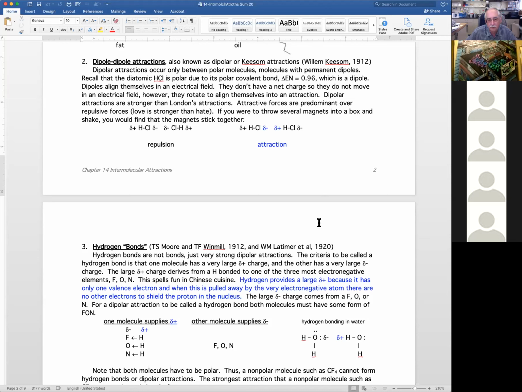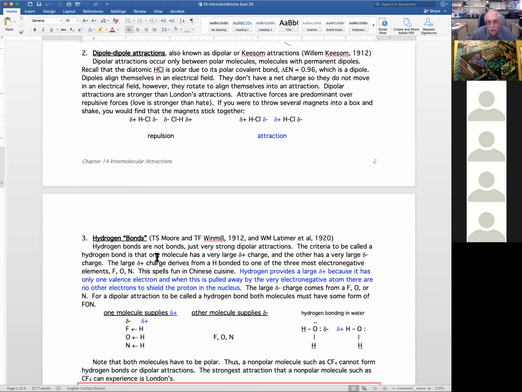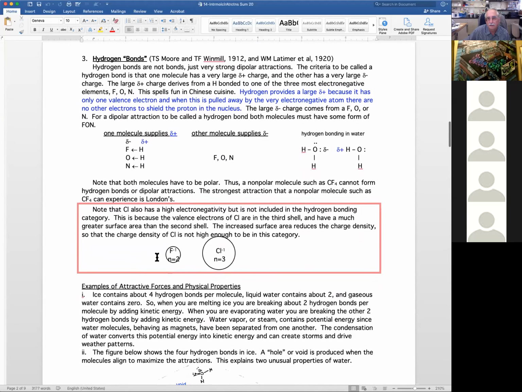Now here's the confusing one. A special strong dipole attraction is often called a hydrogen bond. But these are not bonds, they're simply strong dipole-dipole attractions. To meet that criteria, you need a large partial positive charge on one and a large partial negative charge on the other.